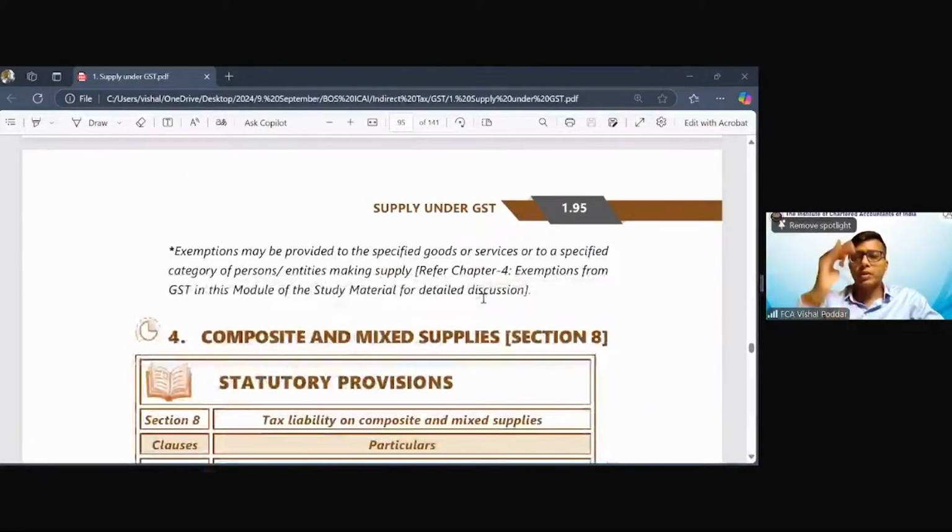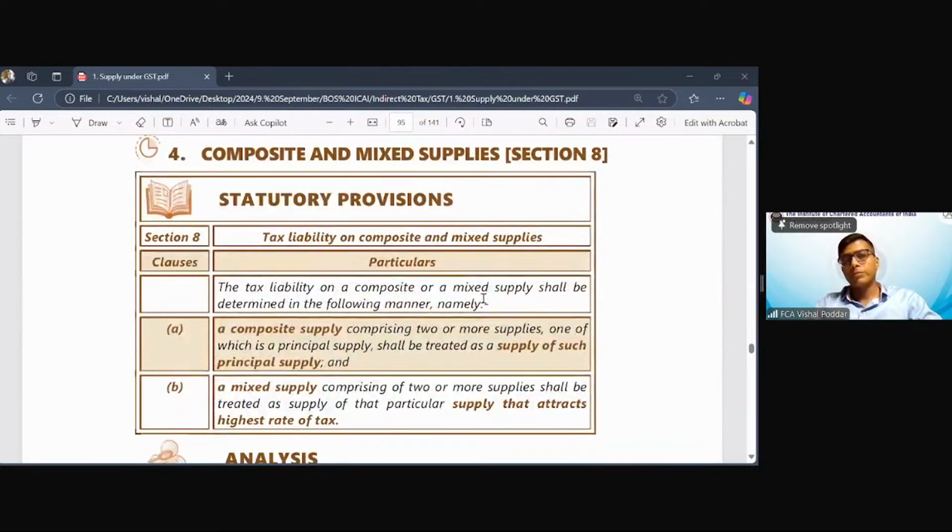So with this, we have covered all aspects of supplies with all the schedules. Now we come to the next and the last part of this chapter, that is composite supplies and mixed supplies. And this is very interesting. Really, I really like and enjoy this concept. What is a composite supply? What is a mixed supply?